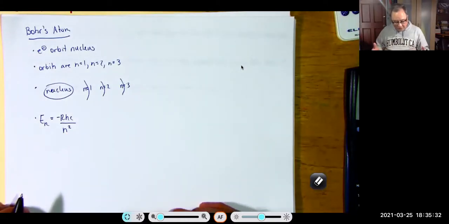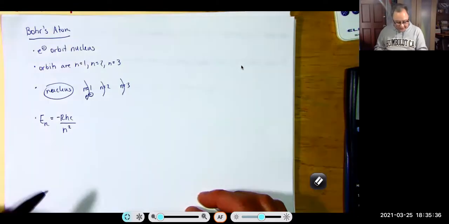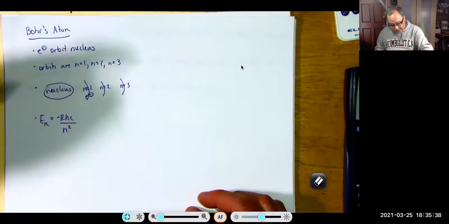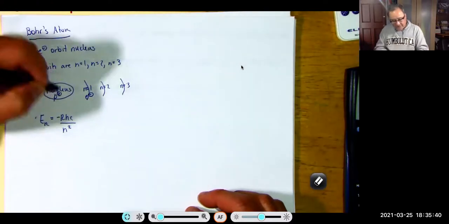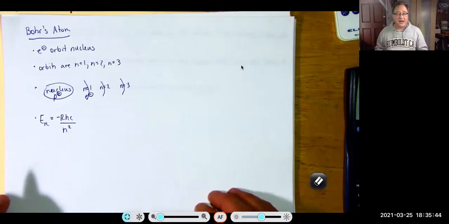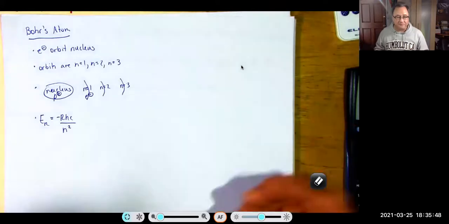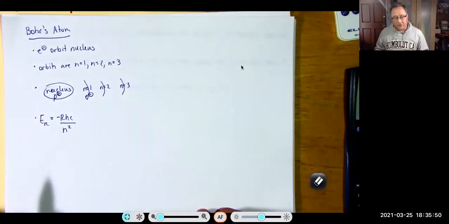There are some problems with Bohr's model. For instance, you see this electron and this nucleus? They're attracted to one another. So what should happen to those two things if they're attracted to one another? The answer is they should come together, but they don't. So why don't they come together? That's a great question. They should.